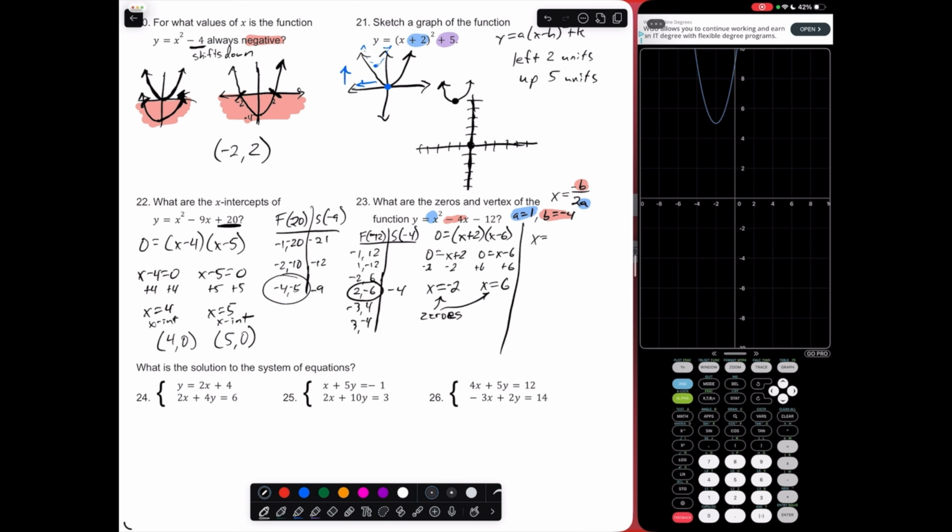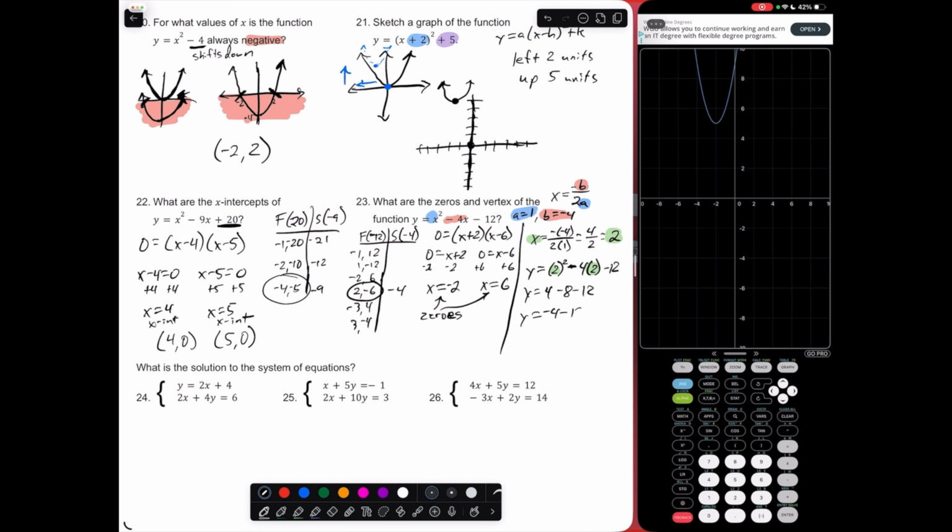So x is going to be equal to -(-4) over 2 times 1, which is 4 over 2, which is 2. So y is going to be equal to the 2 value plugged in to the equation. Let's use green. So this is our x value. That's going to get plugged in here and here into the original. So y would be equal to 4 minus 8 minus 12.